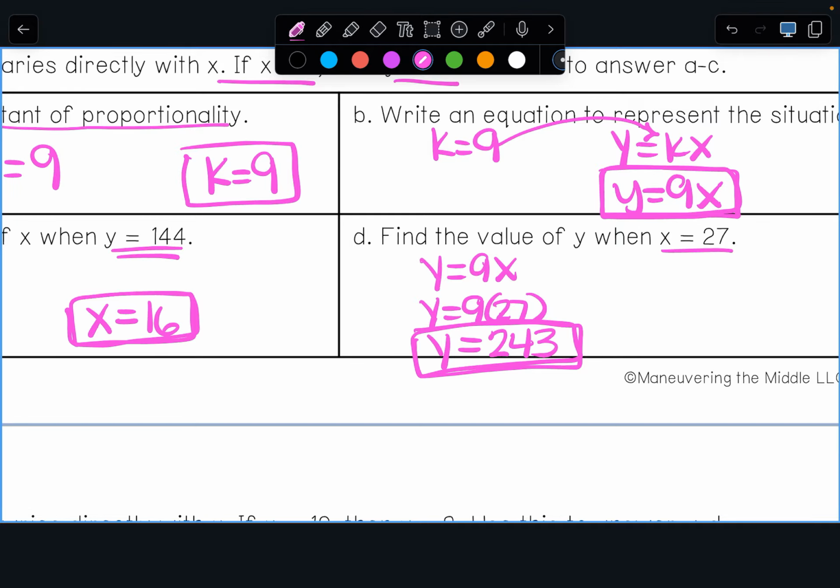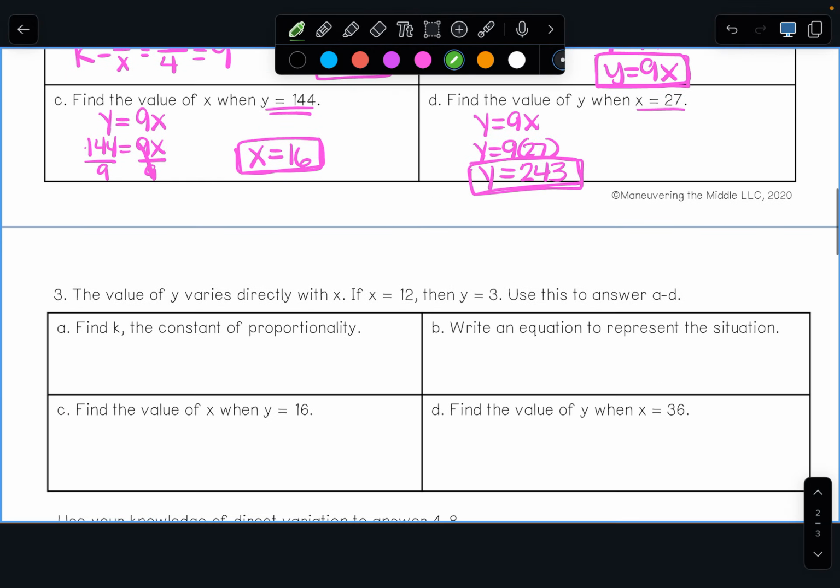Turn the page. Once again, the value of y varies directly with x. If x is 12, y is 3. Answer the questions. First, find k. To find k, you take y divided by x. Y is 3, x is 12. This gives us a fraction, but that fraction simplifies and it gives us 1/4. And since we're going to be doing a lot of plugging, I'm just going to change it to decimal form.